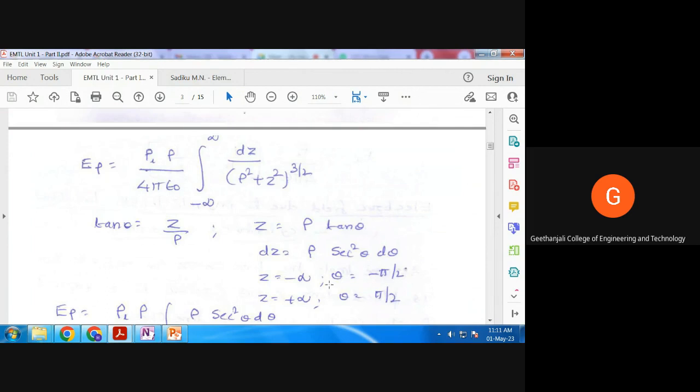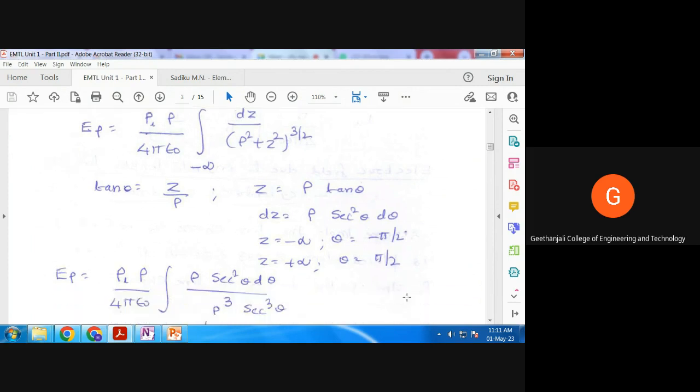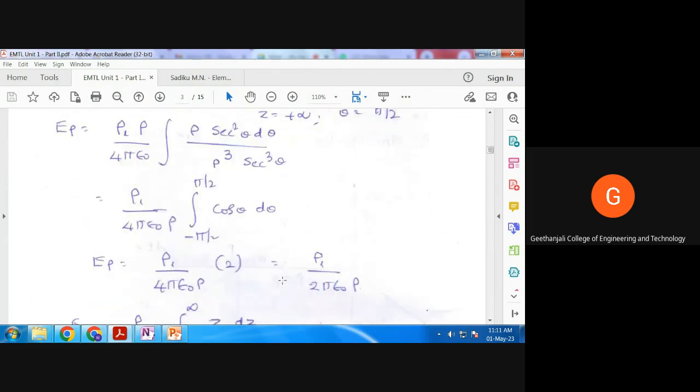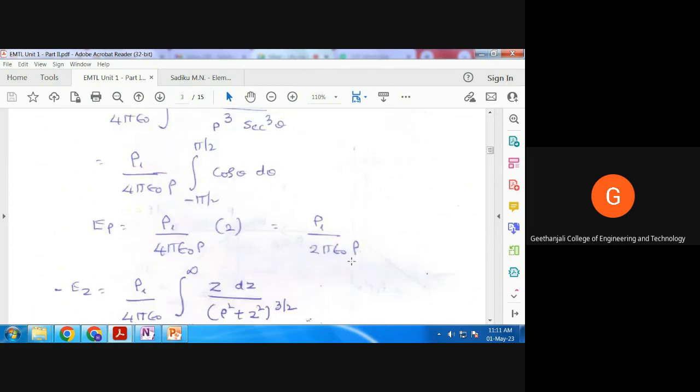Now when z is equal to minus infinity, what is theta? Minus pi by 2. When z is plus infinity, what is theta? Plus pi by 2. So when you convert this dz in terms of theta, we get rho L into rho by 4 pi epsilon naught, dz rho secant square theta d theta, by rho square plus Z square, which is rho square secant square theta whole to the power of 3 by 2, so rho cube secant cube theta. So finally, the rho component is rho L by 2 pi epsilon naught rho A rho.